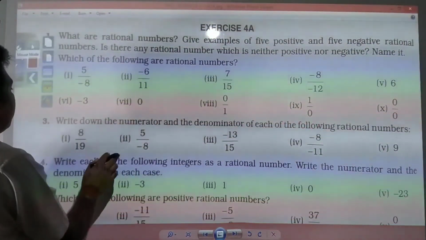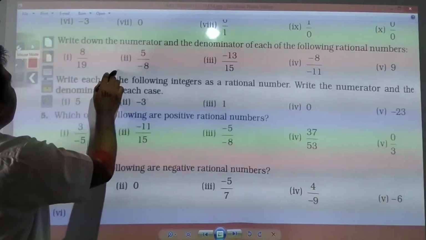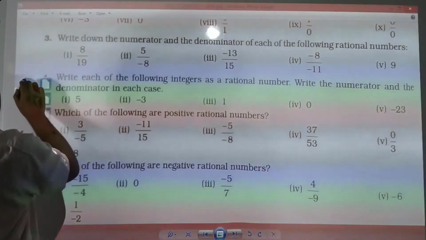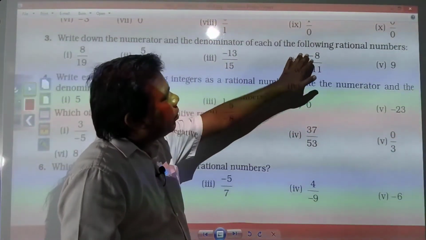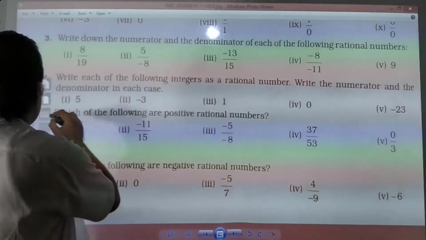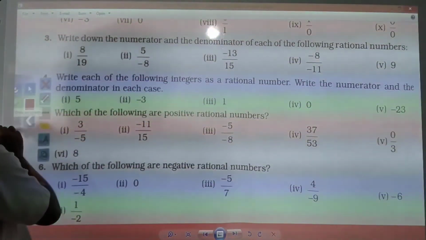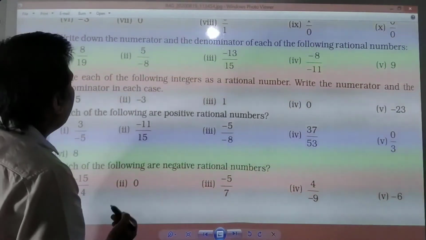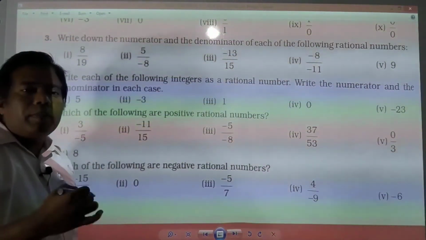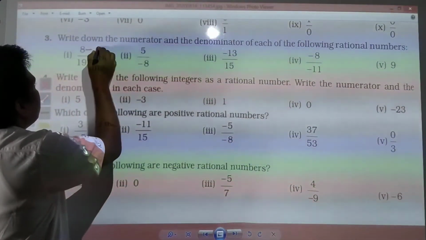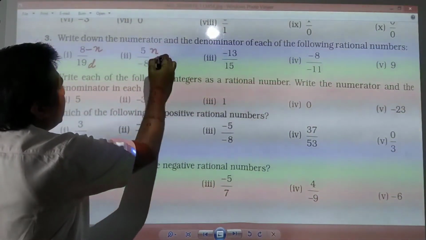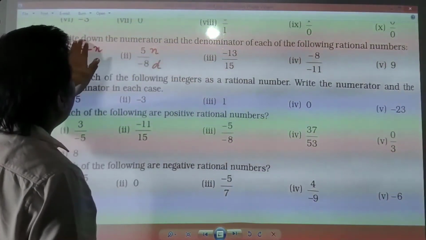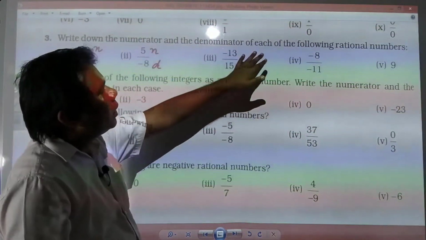Next you see, write down the numerator and the denominator of each of the following rational numbers. Here you see I am denoting with N and D, but you need to write in proper way. This is numerator, this is denominator. This is numerator, this is denominator. Write down the numerator and the denominator of each of the following.